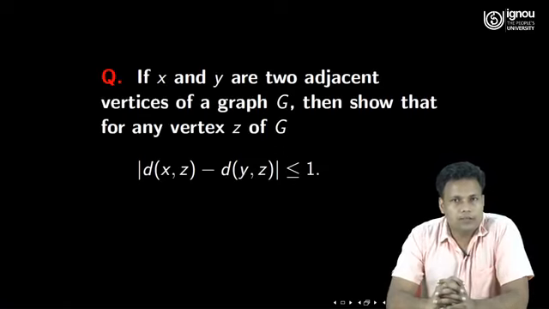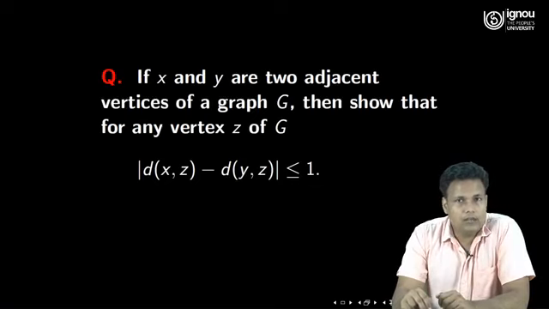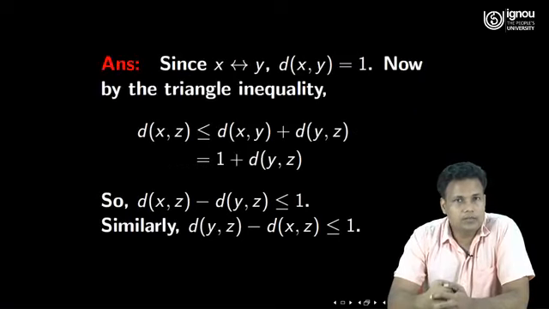If x and y are two adjacent vertices of a graph G, then for any vertex z of G, the absolute value of the distance between x and z minus the distance between y and z is less than or equal to 1. We shall prove it using the triangle inequality and all these properties we have just seen. We are given that x and y are adjacent, right. So this means the distance between x and y is 1.